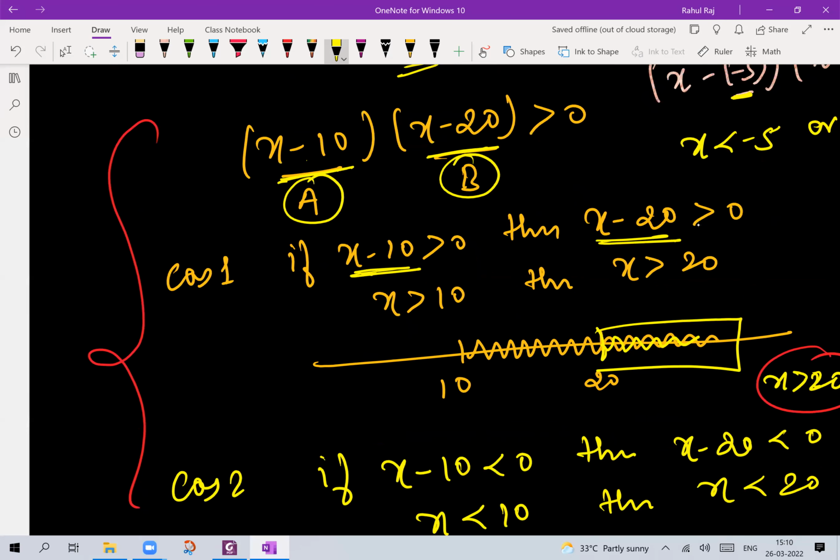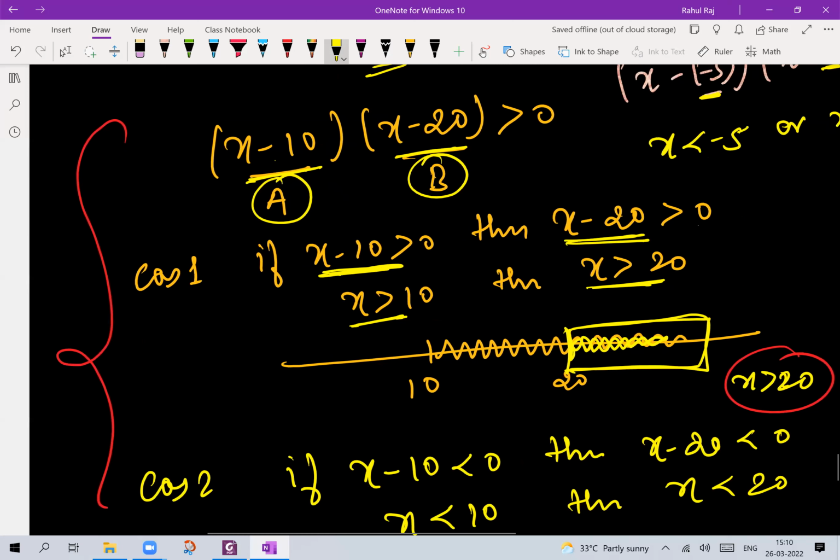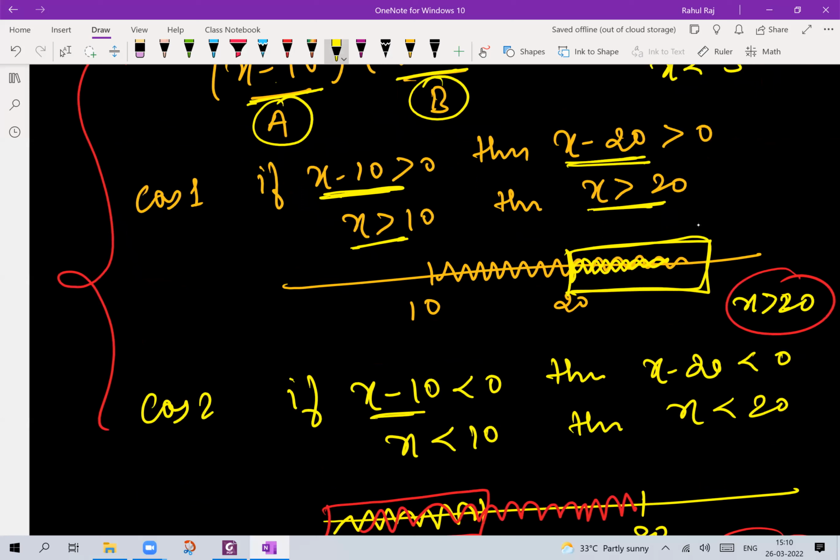So I've taken case 1, where A is positive. x minus 10 is positive, so x minus 20 is also positive. If x minus 10 is greater than 0, x is greater than 10. If x minus 20 is greater than 0, x is greater than 20, right? I've plotted it on the number line and taken the common value. The common value is x greater than 20. Then I've taken case 2, that if A is less than 0, B is also less than 0. So if x minus 10 is less than 0, x is less than 10, Shruti. If x minus 20 is less than 0, x is less than 20, right? Okay, got it.